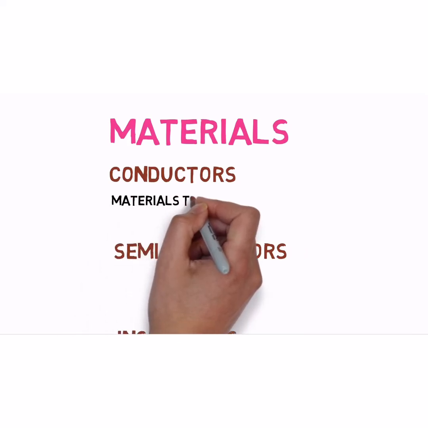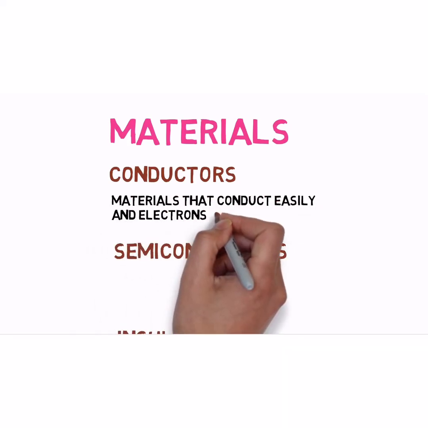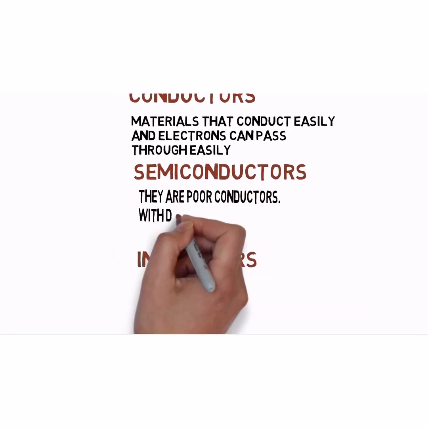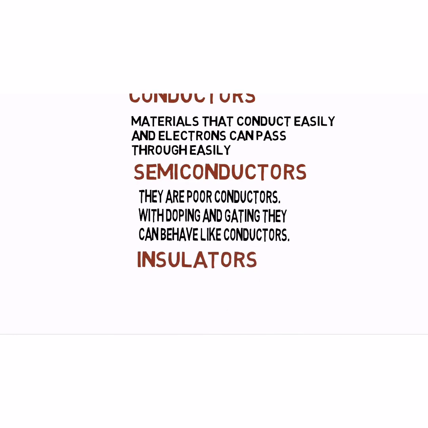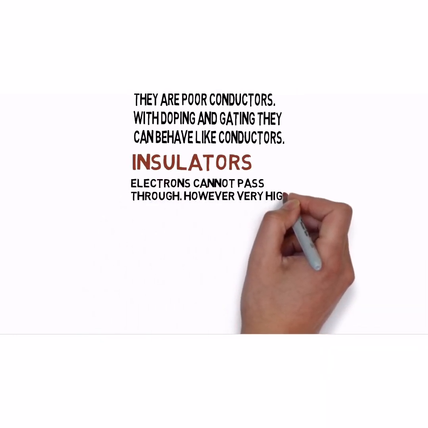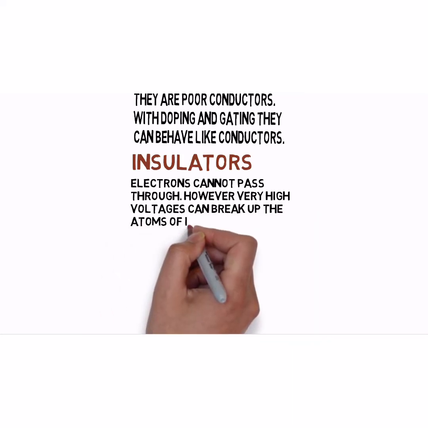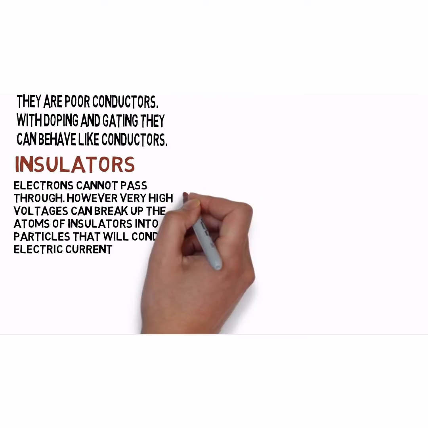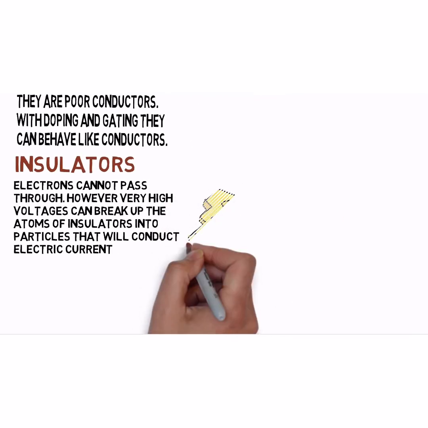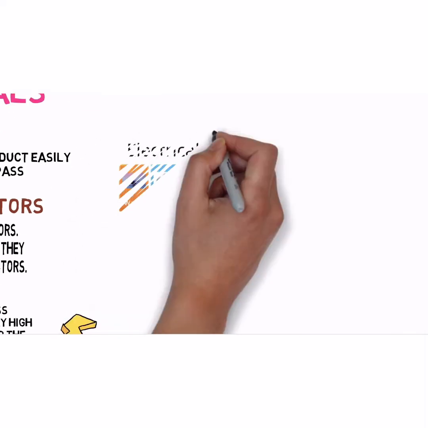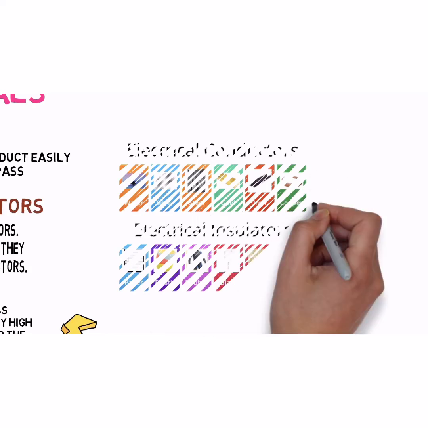Conductors are materials that conduct electricity. Electrons can pass through easily. Semiconductors are poor conductors, but with doping or gating, they can behave like conductors. Insulators are materials that electrons cannot pass through. However, very high voltages can break up the atoms of insulators into particles that will conduct electric current, which is what happens when lightning occurs. Here we can see some electrical conductors and some electrical insulators.